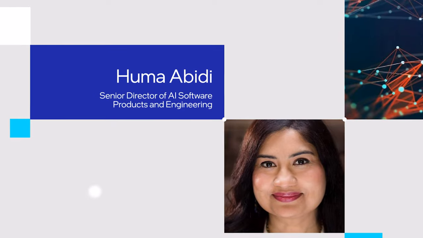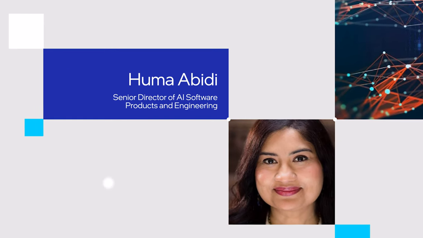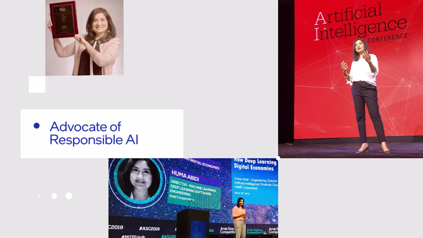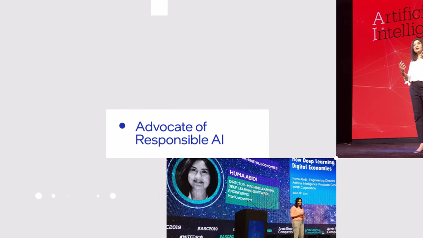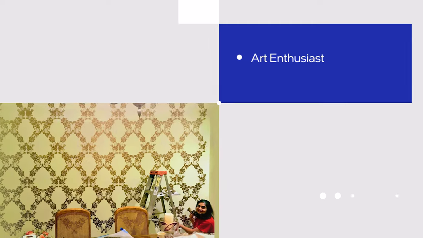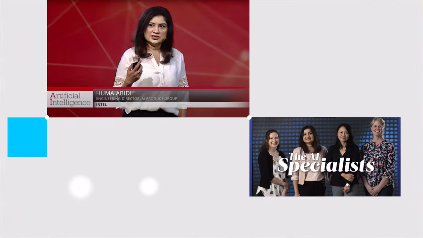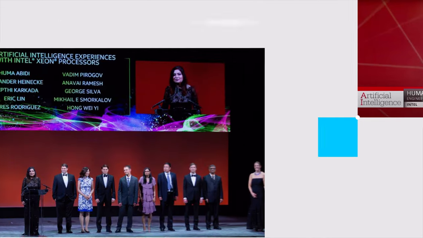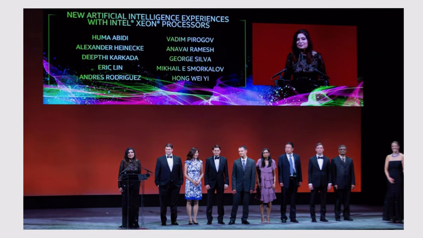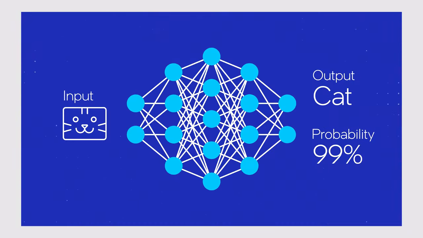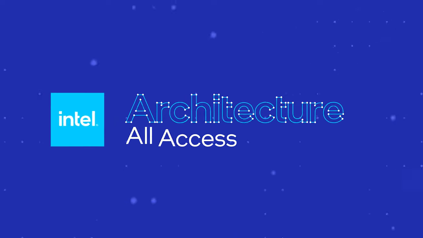Huma Abidi is a senior director of AI software, products and engineering, AI industry champion, advocate of responsible AI, and an art enthusiast. She leads a worldwide team at Intel responsible for optimizing AI software to achieve peak performance across a variety of hardware architectures. In part three of this series, Huma explains the critical role of software in AI. This is Architecture All Access.